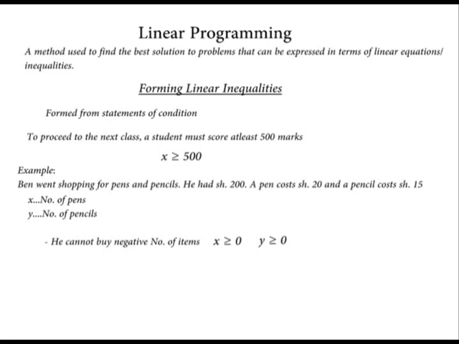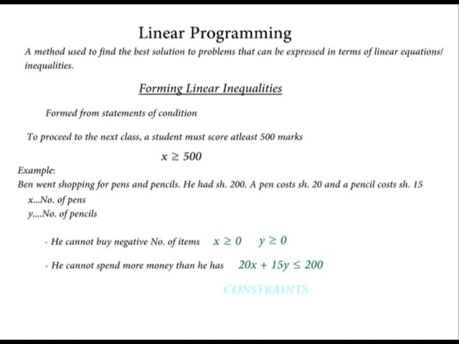Next inequality. Ben cannot spend more money than he has. Whatever number of each item he chooses to buy, he will spend either all the 200 shillings or less. And therefore, given that each pen costs 20 shillings, if he buys x number of pens, that will give us 20x, plus each pencil costs 15 shillings. If he buys y number of pencils, we shall have 15y and that should be less or equal to 200.